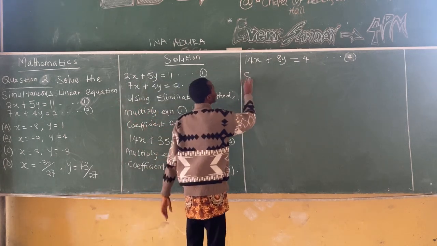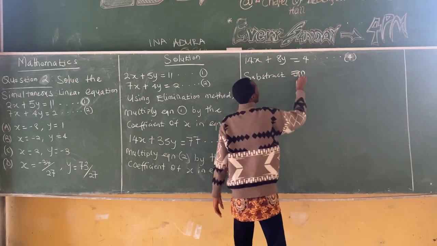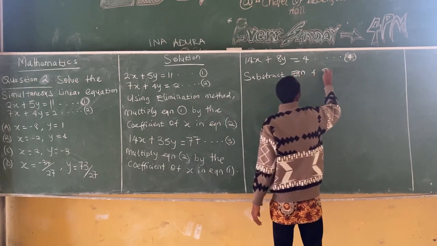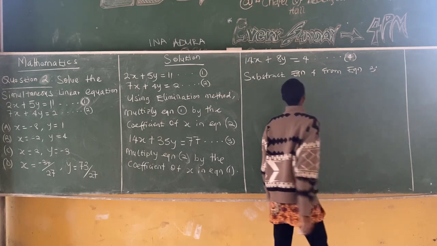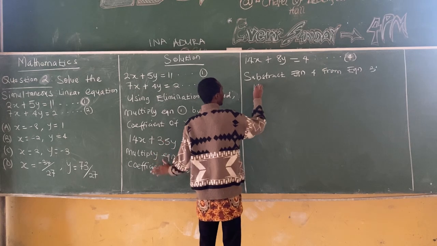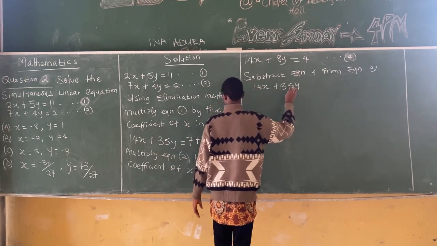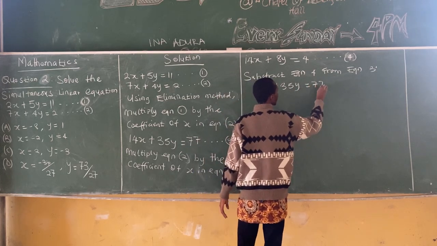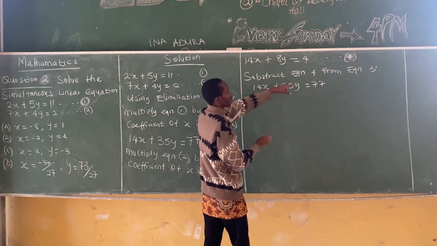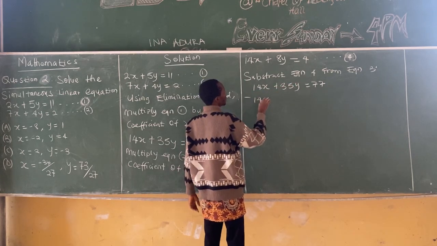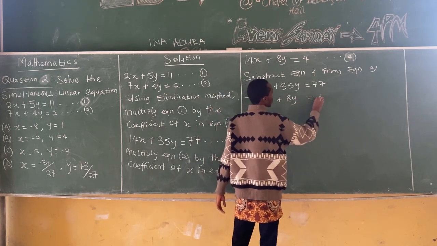So we subtract equation 4 from equation 3. By that we have 14x plus 35y is equal to 77 minus equation 4. Now we have 14x plus 8y is equal to what? 4.